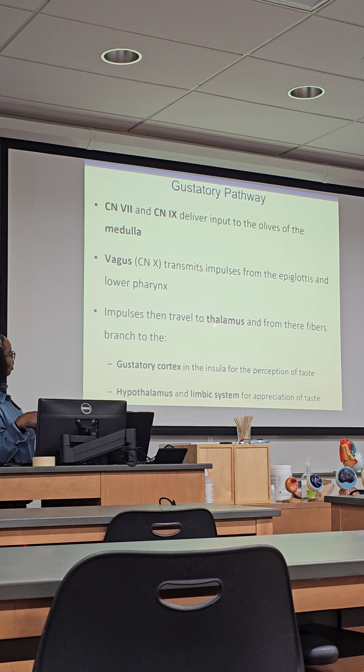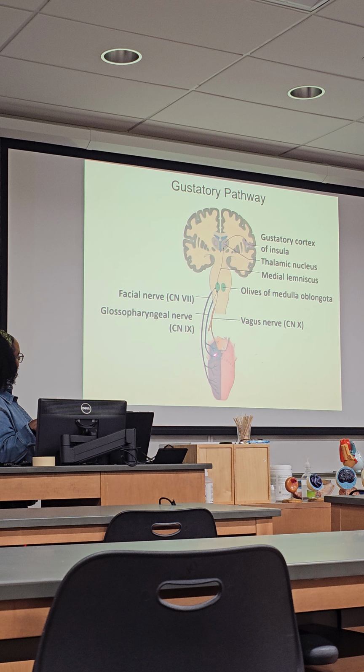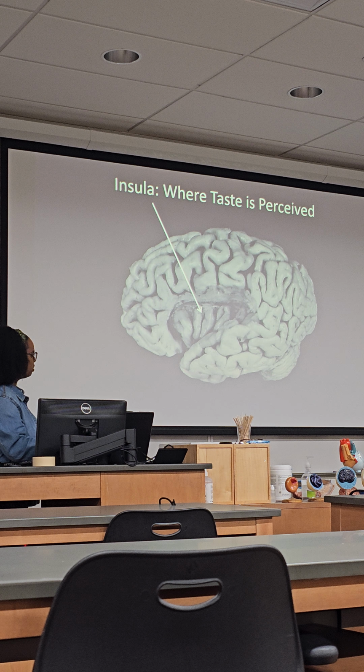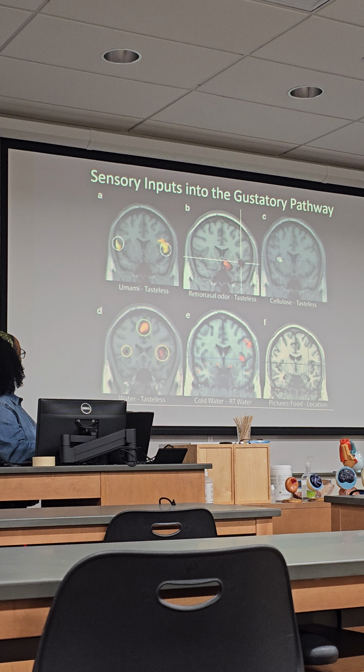And all of these impulses are going to be headed to the thalamus. There's our relay station that's going to send that to different places: the gustatory cortex and the insula, the hypothalamus, the limbic system. So we're traveling along those cranial nerves, either going to the olives, or headed to the thalamus. That's going to relay us to the gustatory cortex and the insula, or other places to connect smell to other perceptions. So there's that insula, know that.